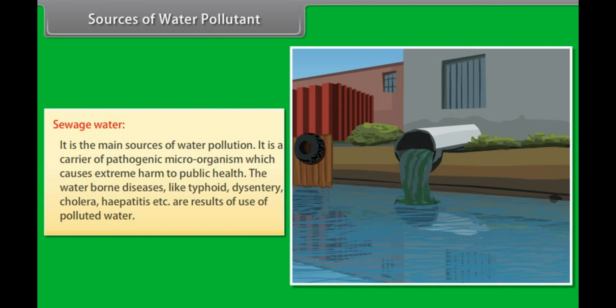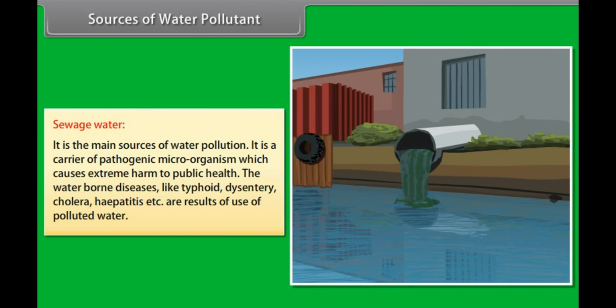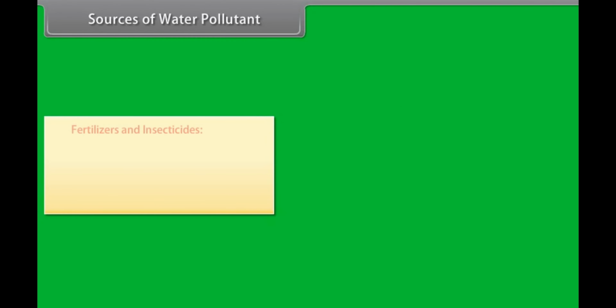Sewage water. It is the main source of water pollution. It is a carrier for pathogenic microorganisms which cause extreme harm to public health. Waterborne diseases like typhoid, dysentery, cholera, hepatitis, etc. are results of use of polluted water.